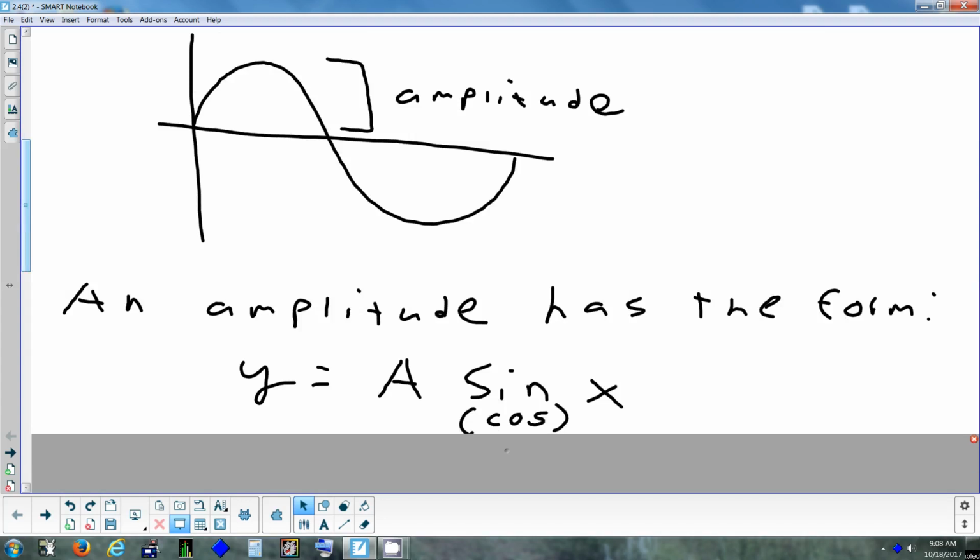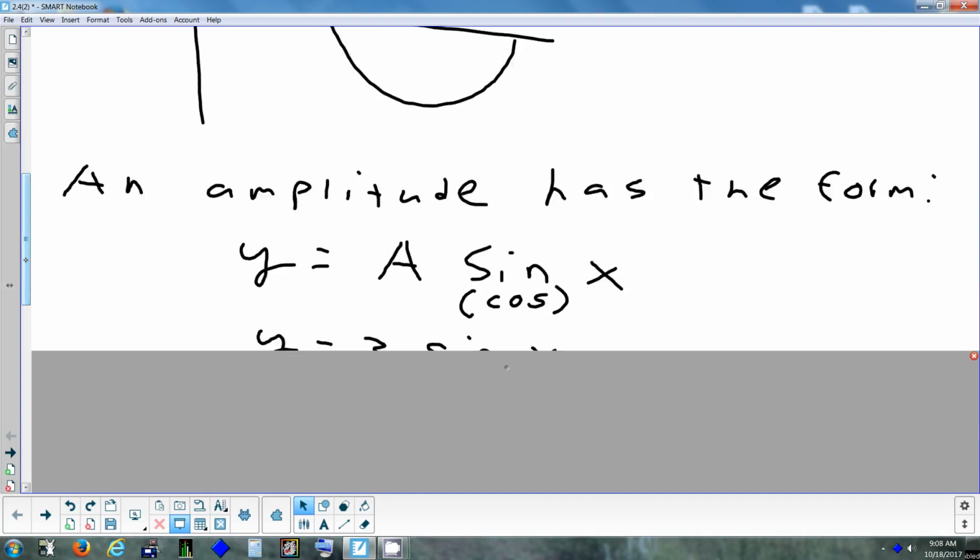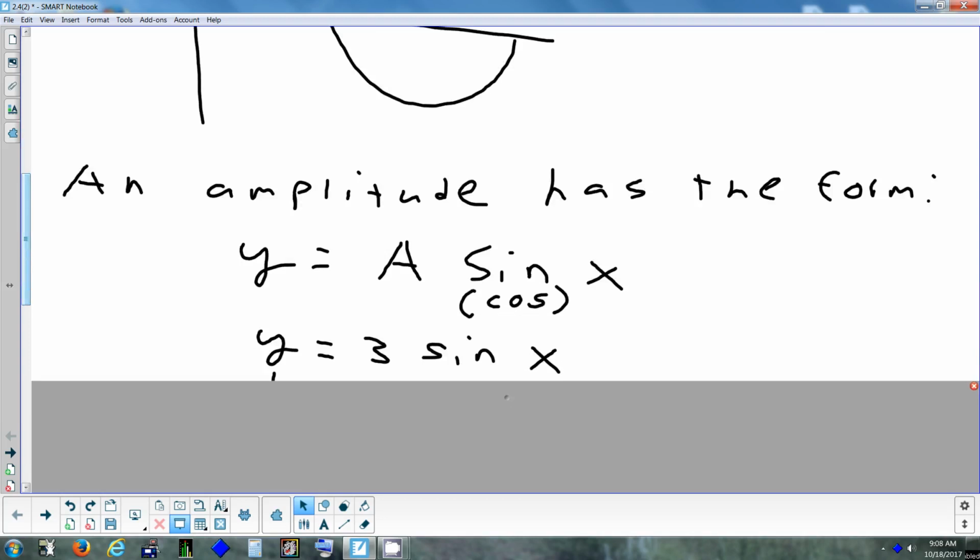So what does a change in amplitude look like when you have your equation? Today it's when you multiply by a number in front. Yesterday we added or subtracted a number inside parentheses, right next to the x. Today we're going to multiply by a number in front. Here's an example of an amplitude change: 3 sine x. The 3 is going to change the amplitude.